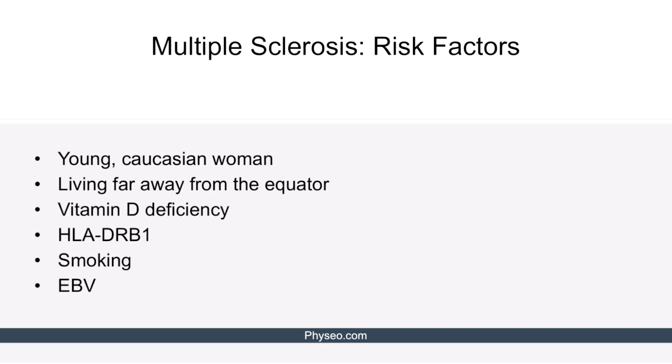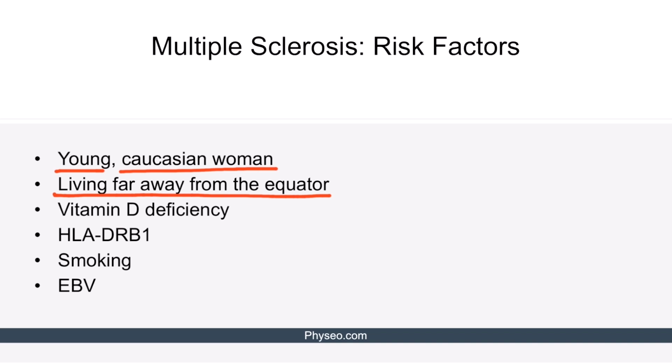There are several high-yield risk factors for multiple sclerosis that you need to know for the boards. The classic patient in almost every vignette will be a young Caucasian woman who lives far away from the equator in places like Europe or the United States of America. In fact, women are 2 to 3 times more likely to have multiple sclerosis than men. Similarly, the prevalence of multiple sclerosis increases with increasing distance from the equator.